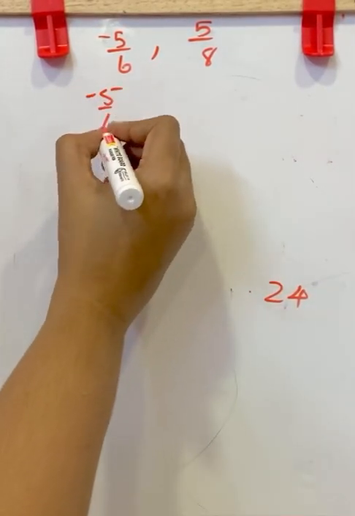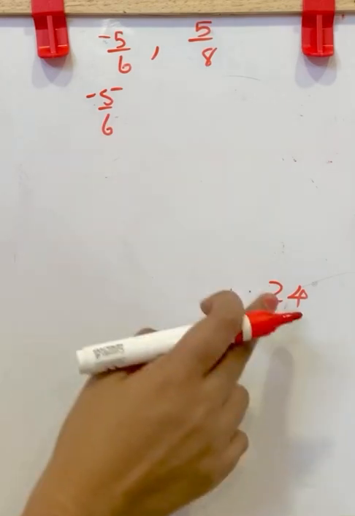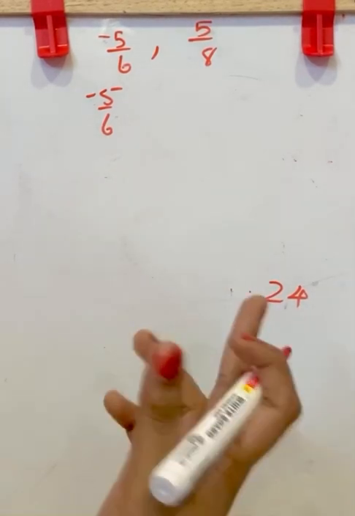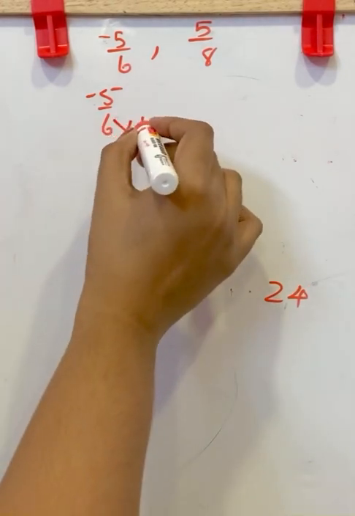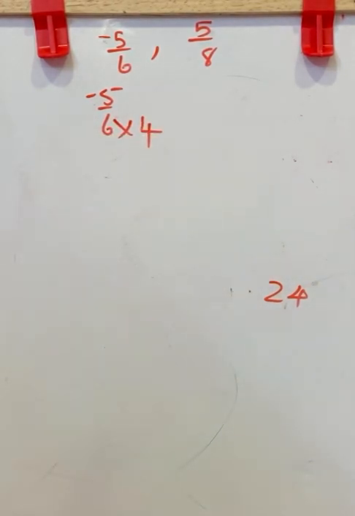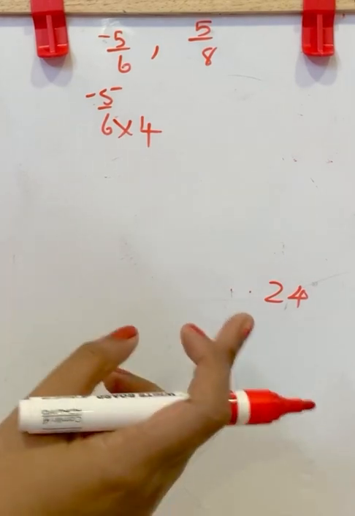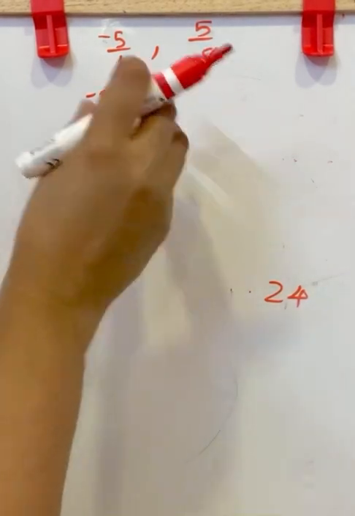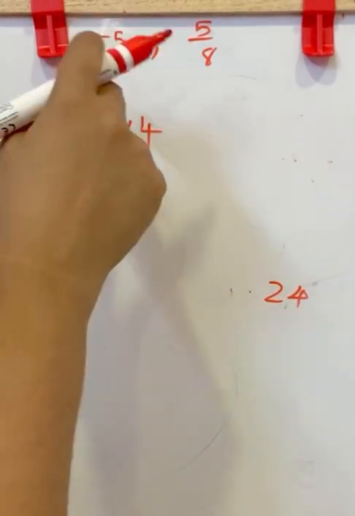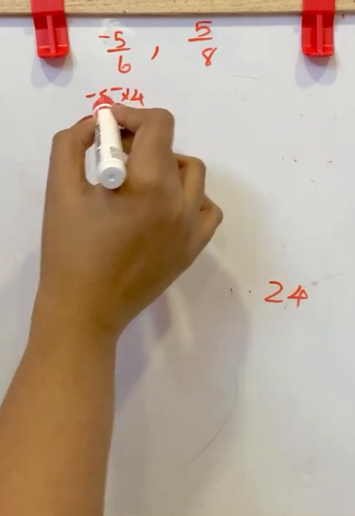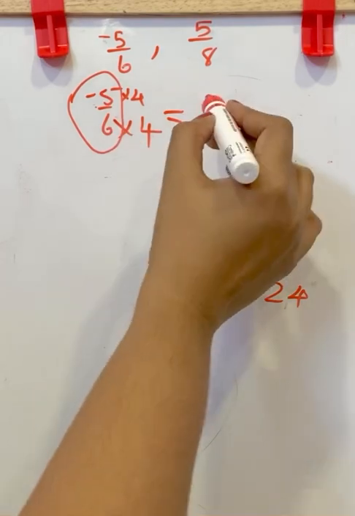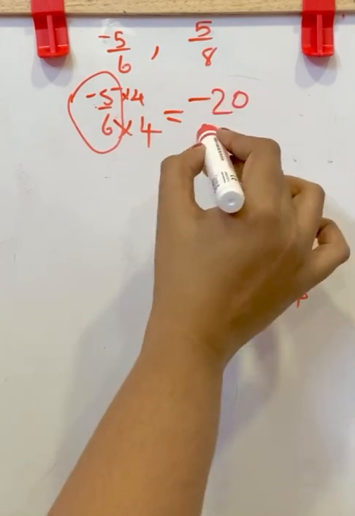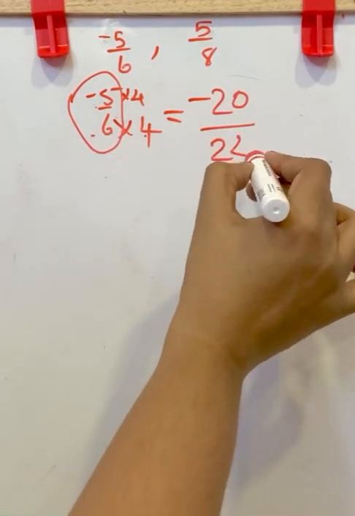Now with this LCM, you have to make the denominators 24. Negative 5 by 6. How will you make 6 into 24? 6 into what is 24? 6 into 4. 6 4s are 24. So, I told you before, whatever you do in the denominator, you should do in the numerator. So here also, into 4. Now this fraction becomes negative 5 into 4, negative 20 by 24.